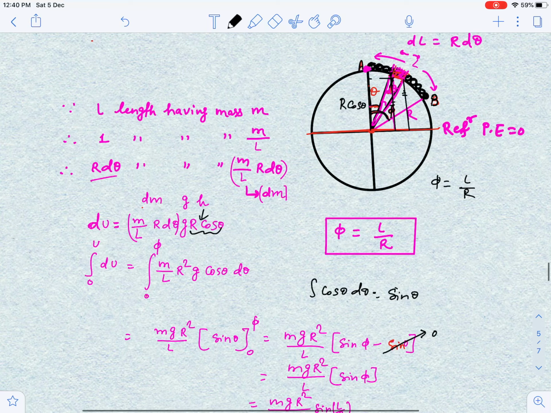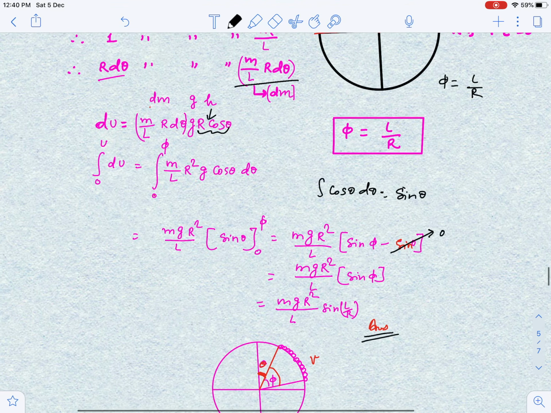So what I have done, I have taken a small strip, then the mass of that small strip is m by L r d theta. Then I wrote potential energy m g h, that is m by L r d theta, h is r cos theta, and g is g, and then integrated it from 0 to phi.